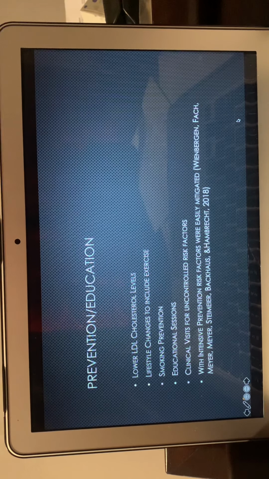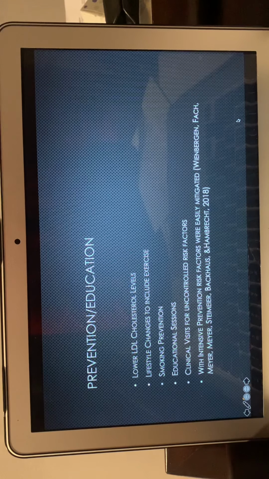If they were a smoker beforehand, work on preventing smoking in their life, help them out as needed, and get them on the right path. And then educational sessions, so to inform them about myocardial infarctions, causes, risk factors, how they can help themselves out, as well as what to do if they see signs and symptoms of one later on in case they might have a secondary one, and how to get prompt treatment. As well as clinical visits for uncontrolled risk factors.